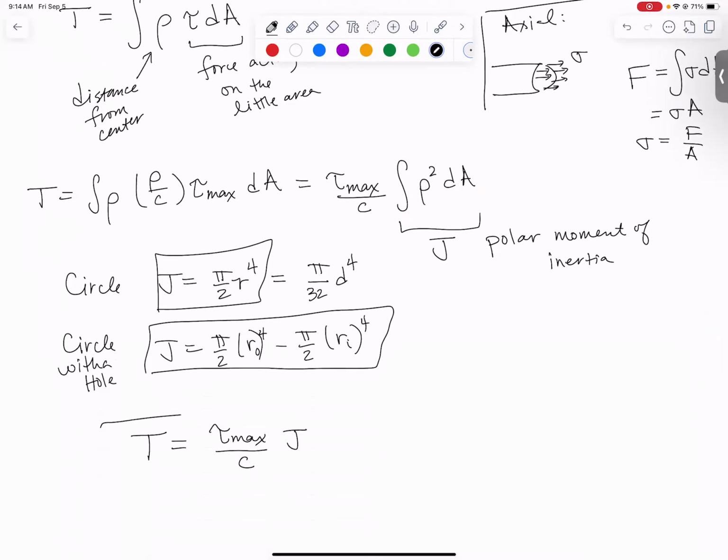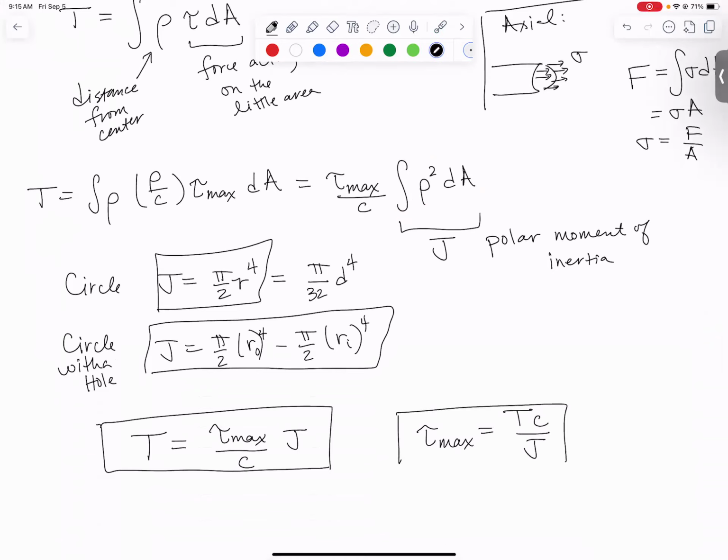You can write it that way, but we don't usually. We usually know torque and want to know shear stress. So let's rearrange it. Tau max is Tc over J. If I want to find the max shear stress in a shaft, all I need is T, the internal torque right there. I need c, which is the outer radius. And then I need to be able to calculate the polar moment of inertia.